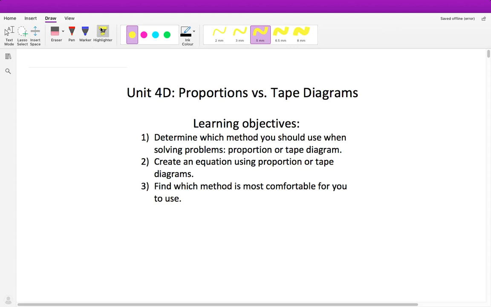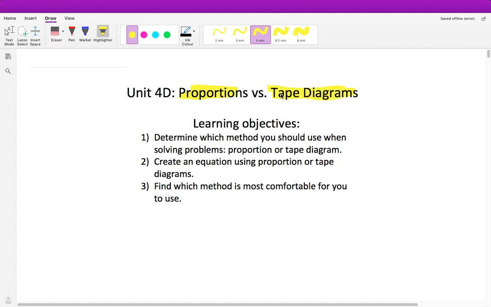It's not going to be anything new. We've already started this while we were in school, but we only talked about it very briefly. So now I just want to give a video to allow for you to see it and always refer back to it if you ever needed it. But this video, we're going to then discuss proportions versus tape diagrams.